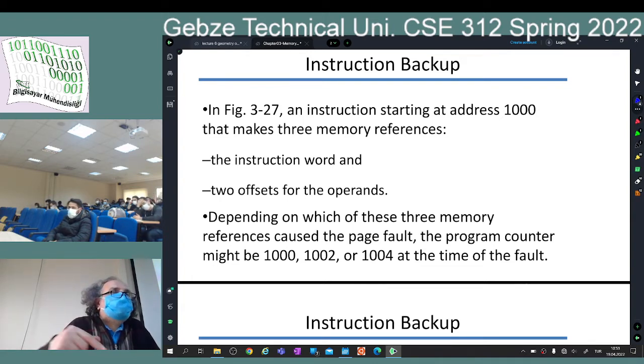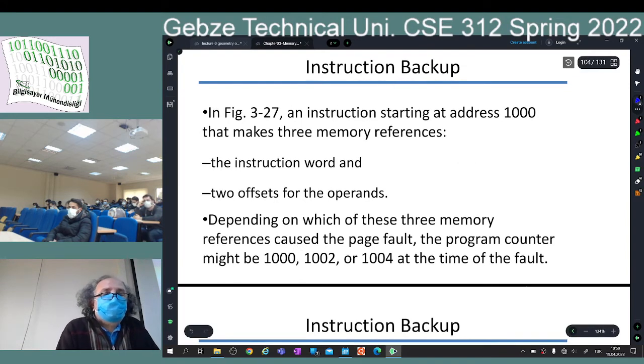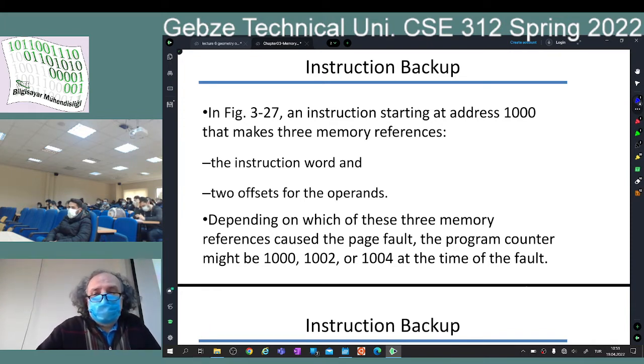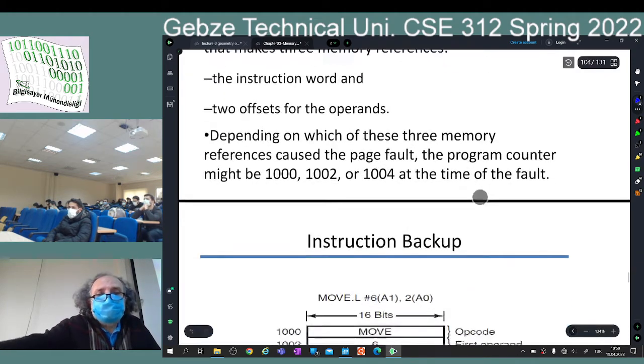Again, as I said before, this gets much more complicated when we have a pipeline system, because we are not executing a simple instruction at a time. We are executing many instructions at different phases because of the pipeline structure, and instruction backup becomes more involved in that case.